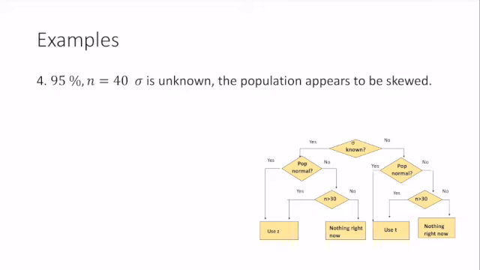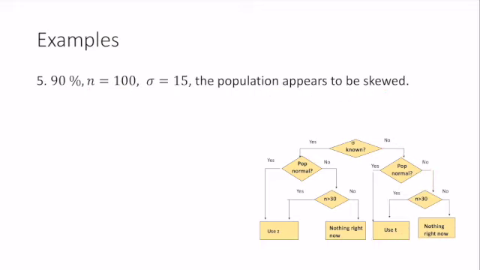All right, I want to construct a 95% confidence interval. My sample size is 40, my standard deviation is unknown, and my population appears to be skewed. So let's go through this. Do I know my standard deviation? No. Is my population normal? No. Is my sample size greater than 30? Well, yes, it is. So I'm going to use a T distribution.